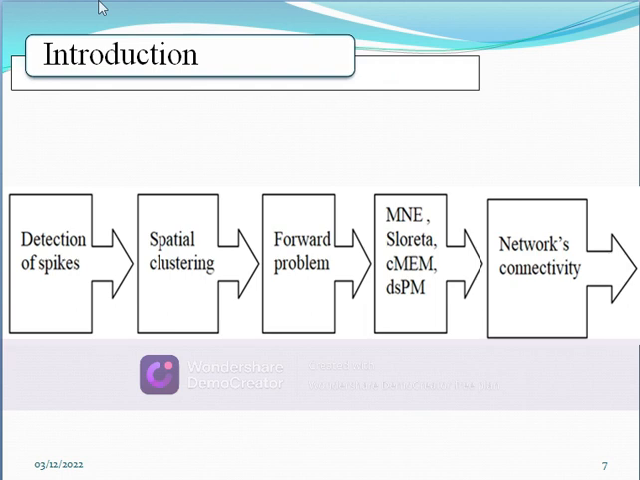We will emphasize four methods of resolving the inverse problem: MNE, dSPM, cMEM, and sLORETA, and we analyzed their impact on the average of coupling among cortical regions responsible for excessive discharge.